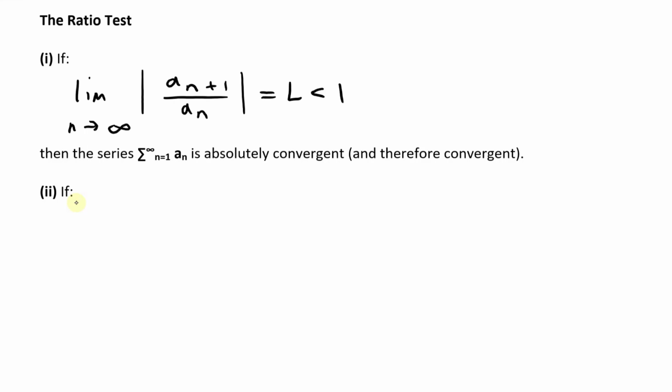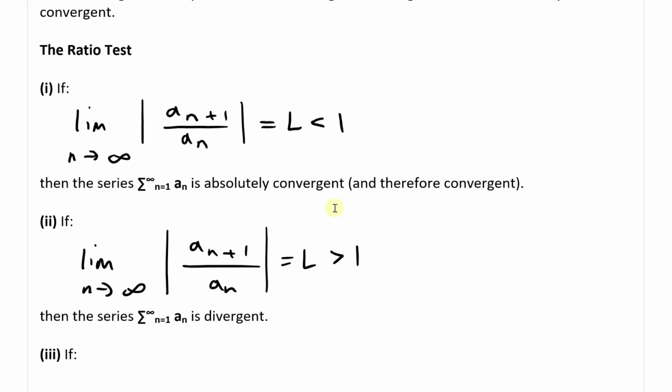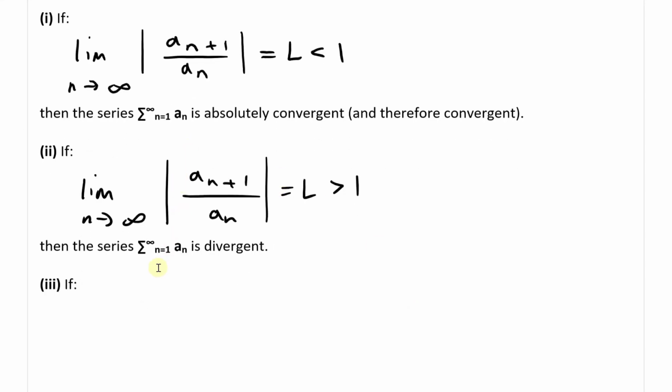And then the second part of this ratio test is that if the limit as n approaches infinity of the absolute value of a_(n+1) over a_n, the ratio of the a_(n+1) term divided by the a_n term, equals L, which is greater than 1, then the series, the summation from n equals 1 to infinity of a_n, is divergent. So if the limit of the absolute value of the ratio is greater than 1, then it's divergent.